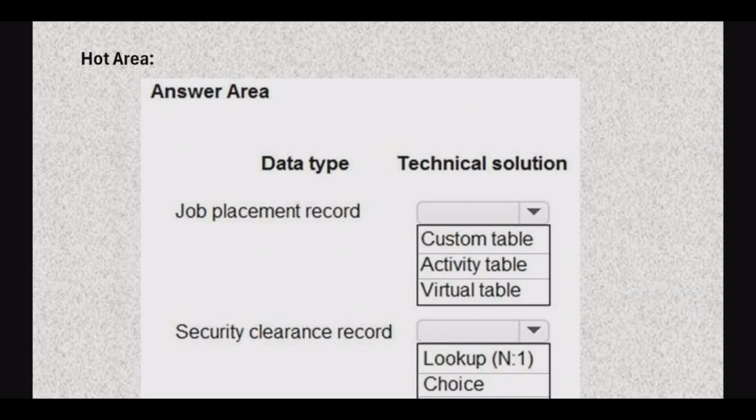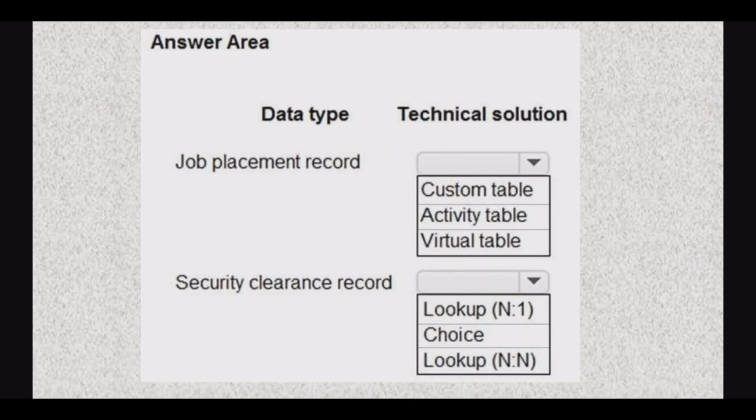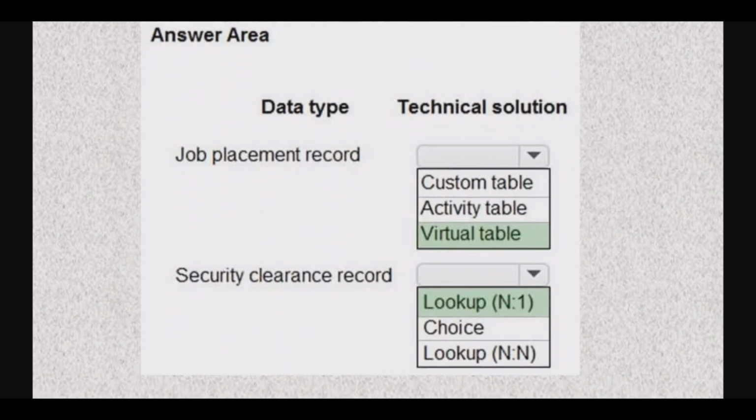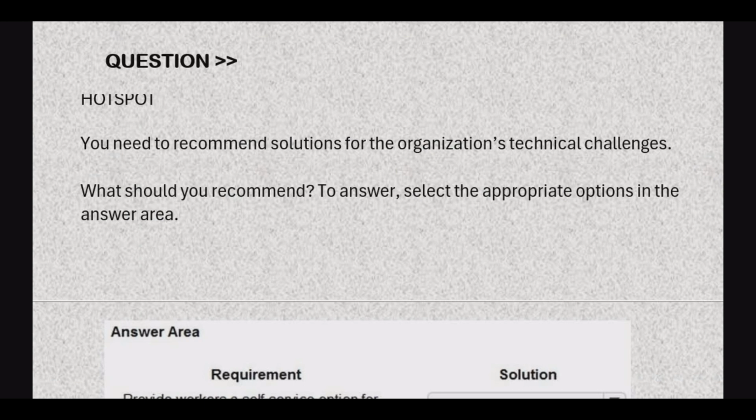Now, the second data type is security clearance record. And the options for the technical solution are: option first, lookup N to 1. Option second, choice. Option third, lookup N to N. Now, try to look for the correct answer. The correct answer for the data type job placement record is virtual table, and the correct answer for the data type security clearance record is lookup N to 1. Moving towards the next question.